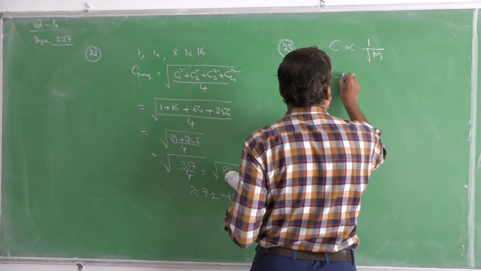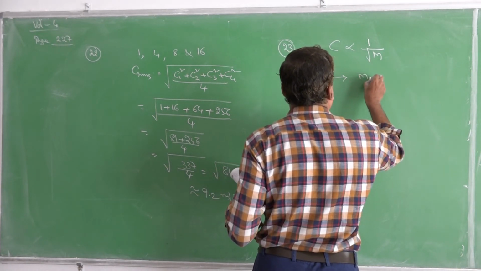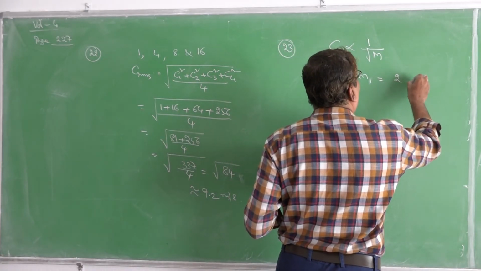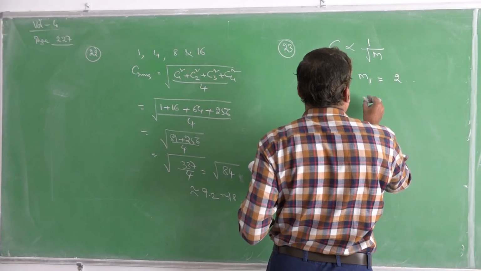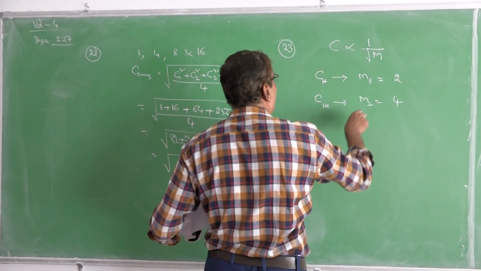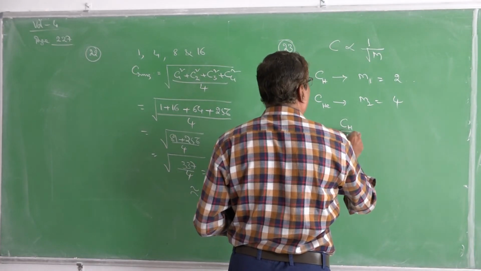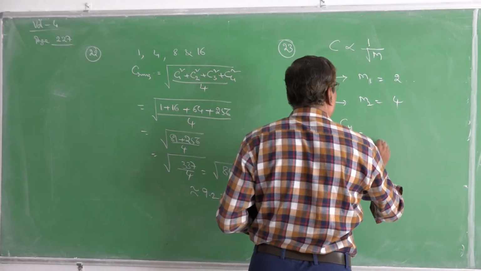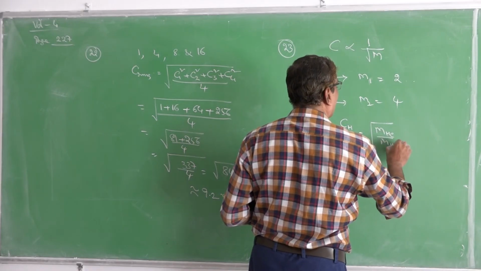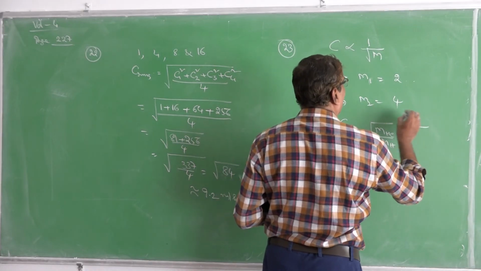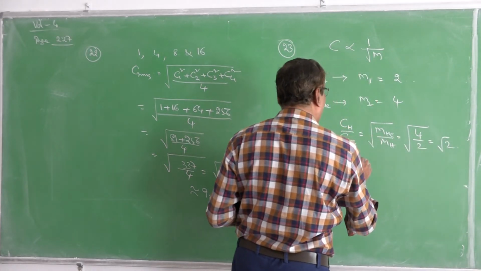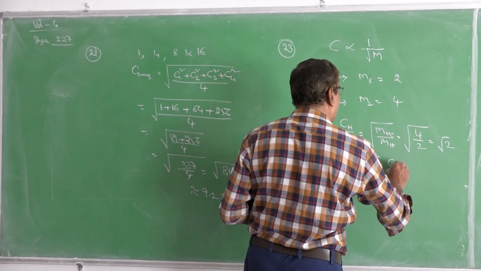Molecular weight of hydrogen M1 is equal to 2 for the hydrogen molecule, since it is given as molecular hydrogen. Helium M2 is 4. So we can write CH by CHe is equal to square root of MHe by MH. That is square root of 4 divided by 2, that is root 2. So CH is equal to root 2 times CHe.